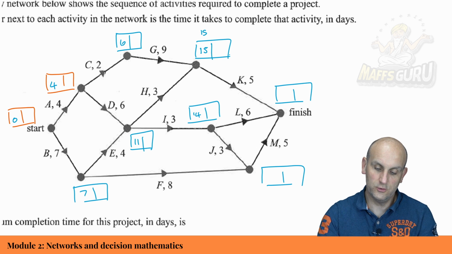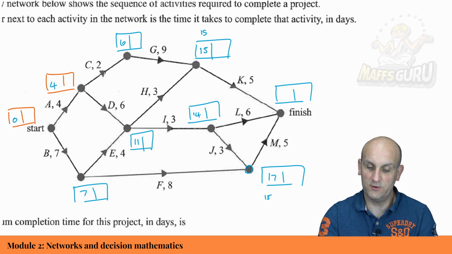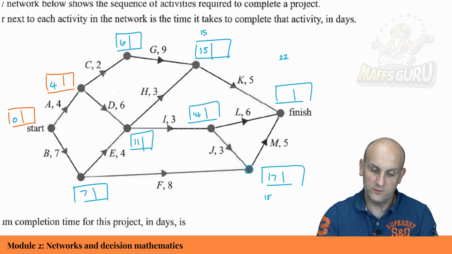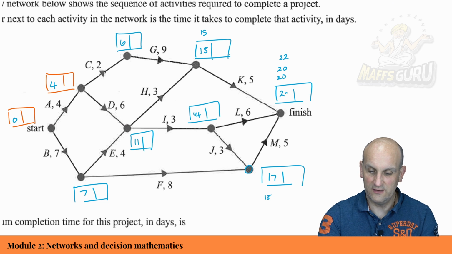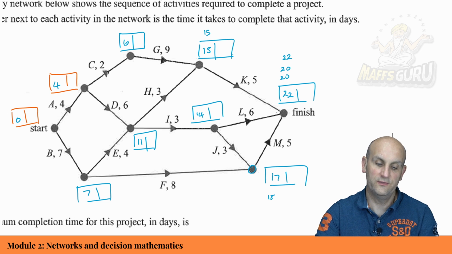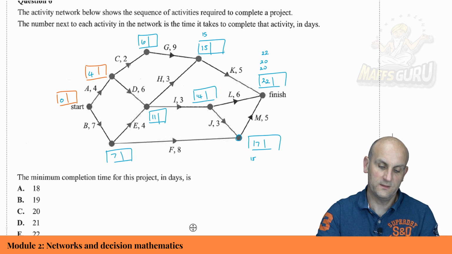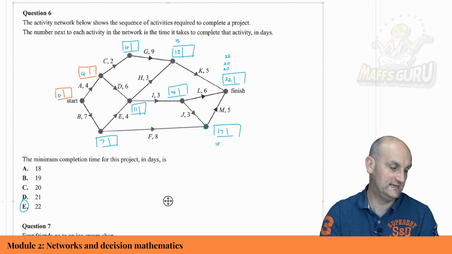To get to this point here, I can either go 7 plus the 8, which gives me 15, or 14 plus 3, which gives me 17. Have I got everything? Yep, and obviously there's 3 ways to get to this box here. 17 plus 5, which is 22, 14 plus 6, which is 20, or 15 plus 5, which is also 20. And as far as I'm concerned, that means the minimum completion time for the project is 22, which is E.